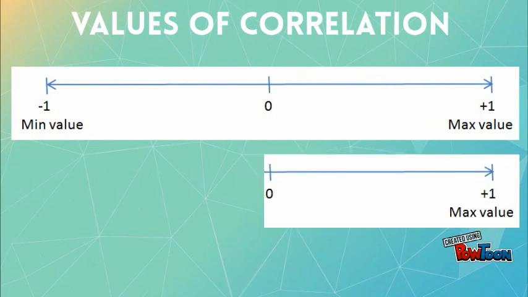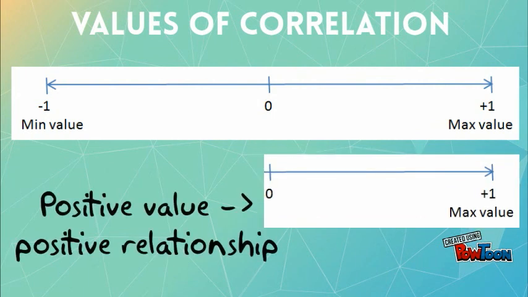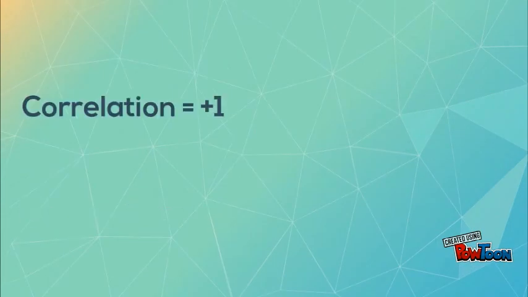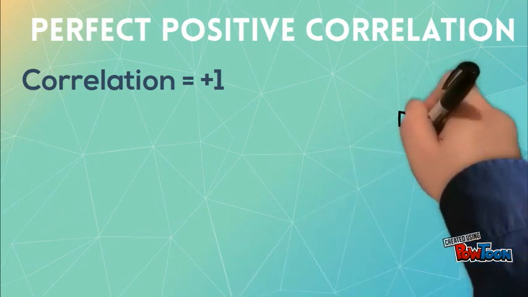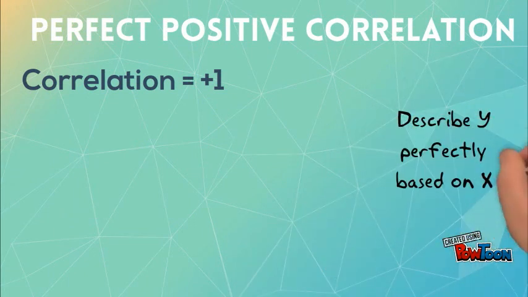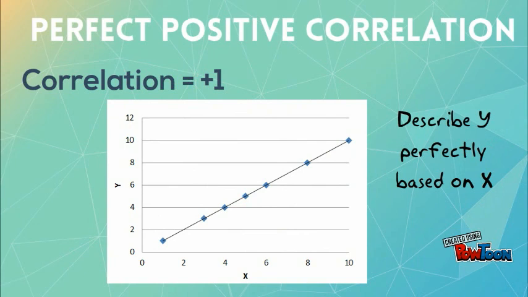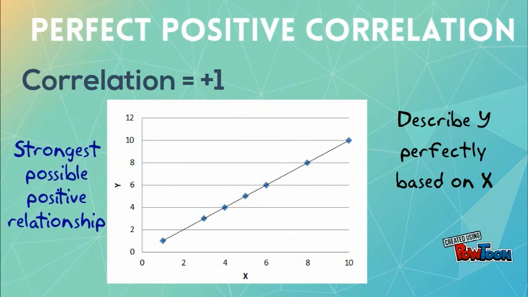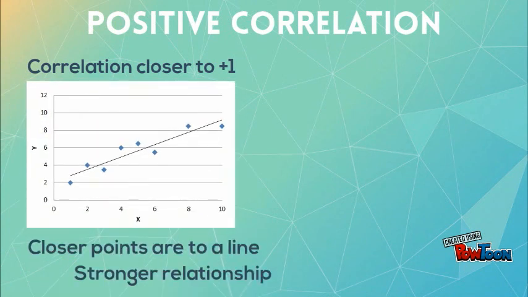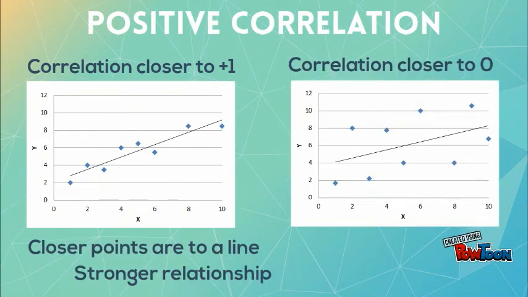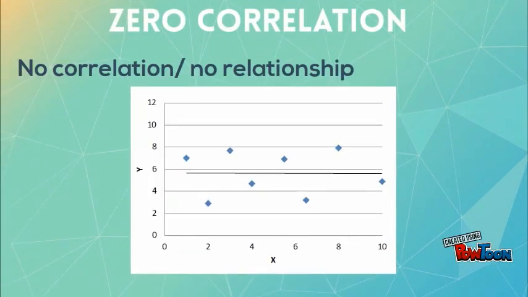A positive correlation coefficient indicates a positive relationship. A value of +1 exactly indicates perfect positive correlation. That is, we can describe the value of y perfectly given the value of x. This can be pictured as all of the points falling exactly on a line with positive slope and represents the strongest possible positive relationship. The closer the correlation coefficient is to +1, the closer the points are to falling exactly on a line, meaning the stronger the relationship. The closer to 0, the weaker the relationship. A correlation coefficient of exactly 0 means there is no correlation between x and y.